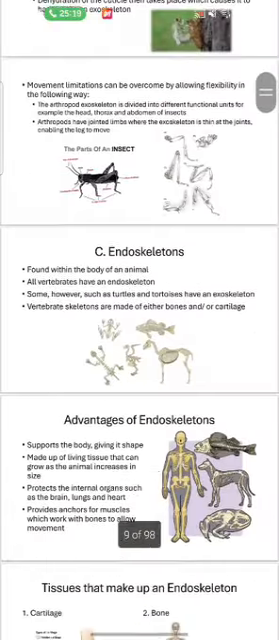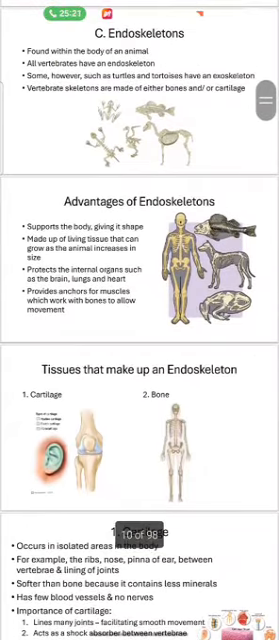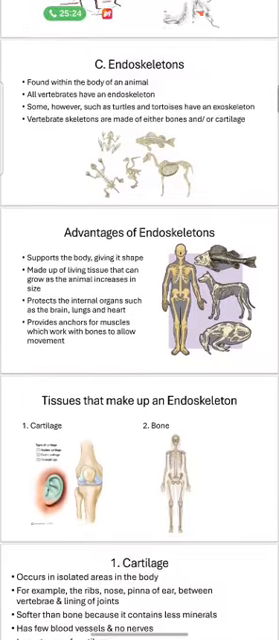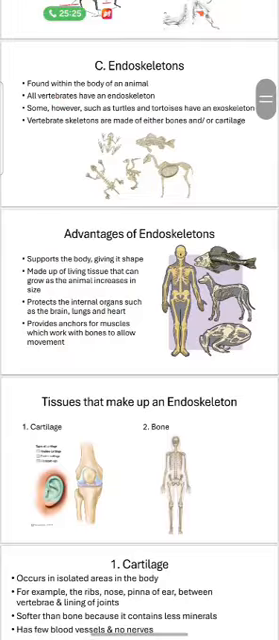So, endoskeletons. They are found within the body of an animal. All vertebrates have an endoskeleton. Some, however, such as turtles and tortoises, have an exoskeleton. Vertebrate skeletons are made up of bones and/or cartilage.